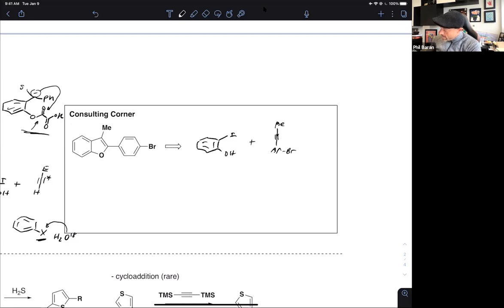And if we think about breaking that bond there, that's not really good either, because I don't really have anything that can make an enolate very well. So that's not going to be, it doesn't feel very good. I'm running out of ways of doing this.